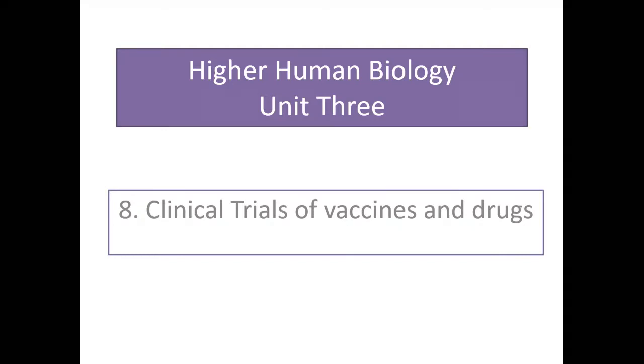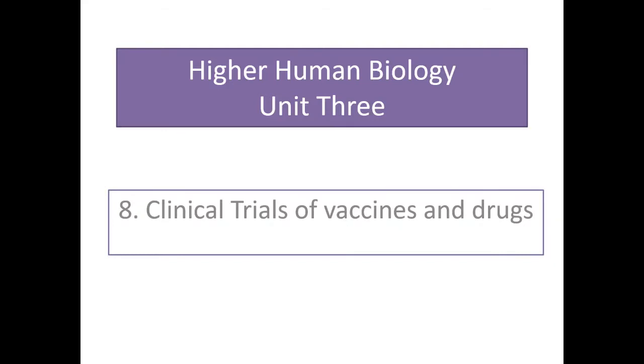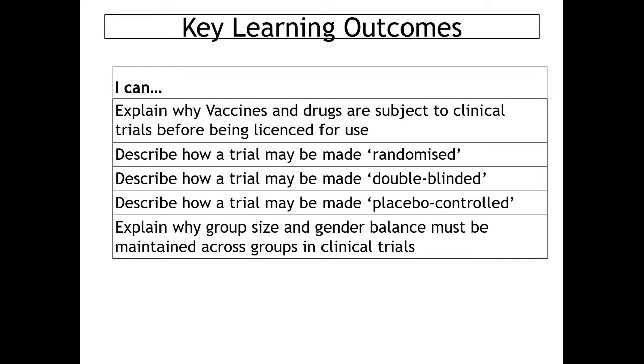This video covers Higher Human Biology Unit 3, specifically Key Area 8, Clinical Trials of Vaccines and Drugs. We'll go through the key learning outcomes of explaining why vaccines and drugs are subject to clinical trials before licensing for use, describing how a trial can be made randomized, double-blinded, placebo-controlled, and then explaining why group size and gender balance must be maintained across groups in clinical trials.